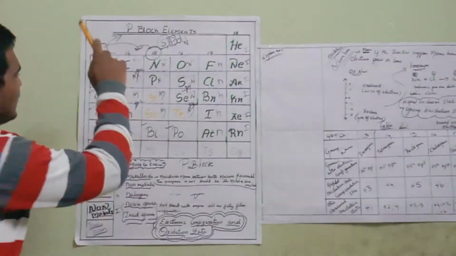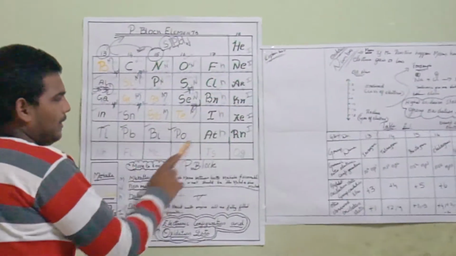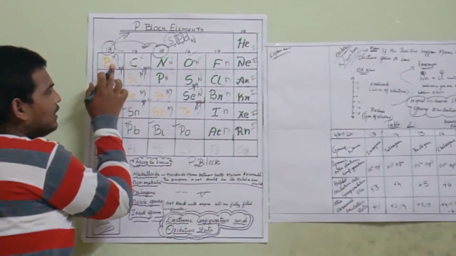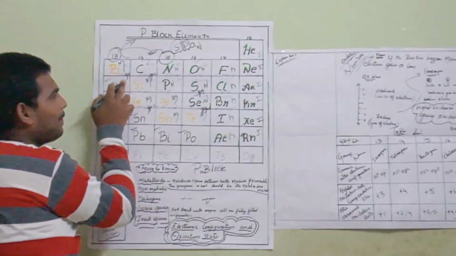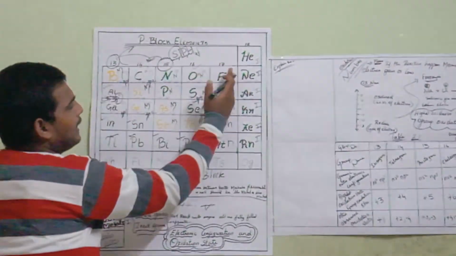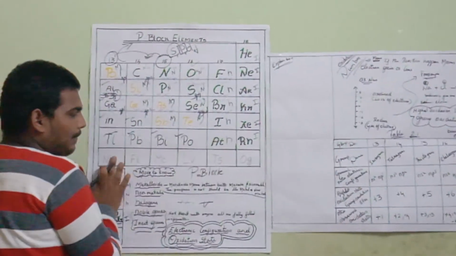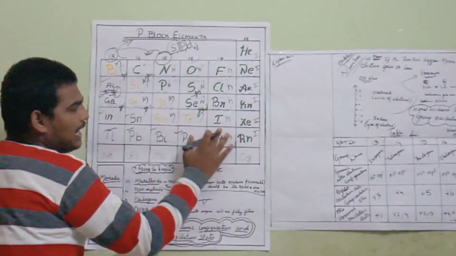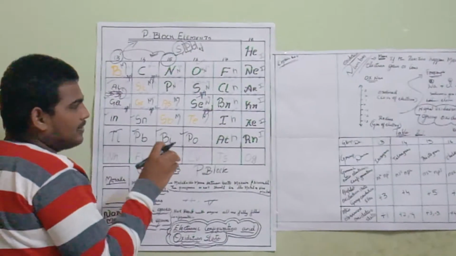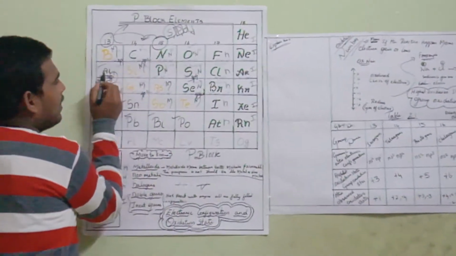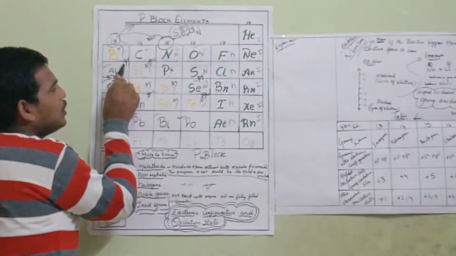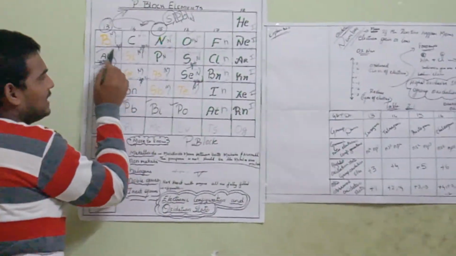Why are we calling 13 to 18 alone the P block elements? Because in these elements, the last and final electron is present in the p orbital. So we call groups 13 to 18 the P block elements. For each and every element, the last and final electron ends up in the p orbital. Let us see here. I have written the last block in the sketch itself.